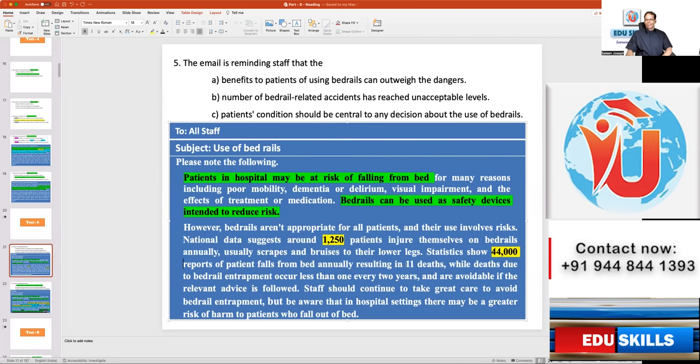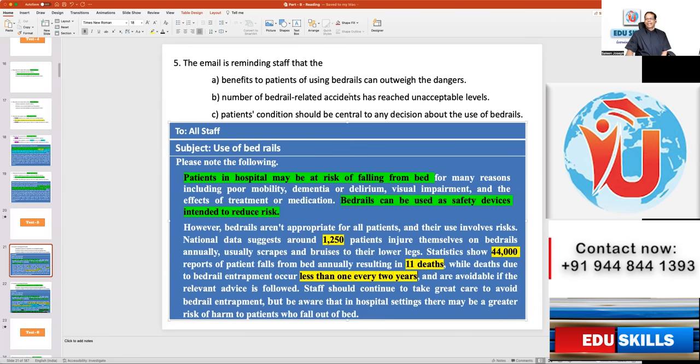Numbers. Here they are playing with the numbers. 11 deaths, less than one. Yeah, one every 2 years. Entrapment happens less than one every 2 years. So they are asking whether the benefits to patients of using bed rails can outweigh the dangers.